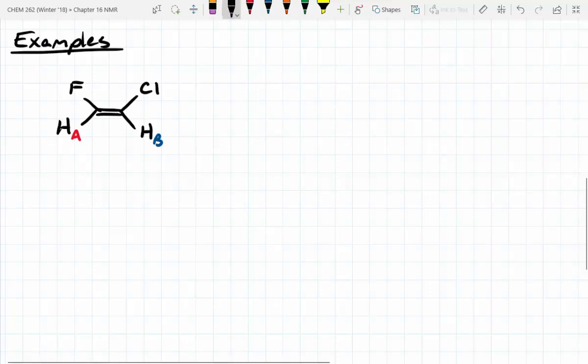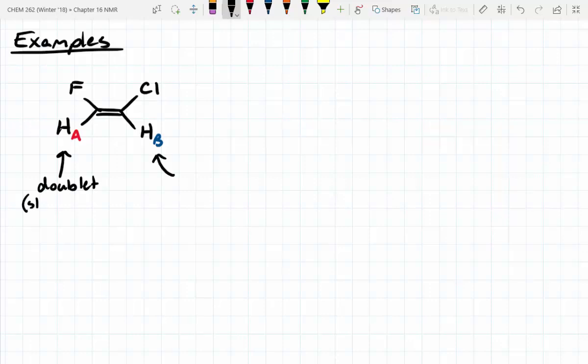All right, so if we think about HA, what should that be split as? A doublet. A doublet, right? So HA should be split as a doublet. It is split by HB, right? Because that's the 3-bond neighbor. What about the one on the right? A doublet. A doublet, okay. And we'd say split by HA.